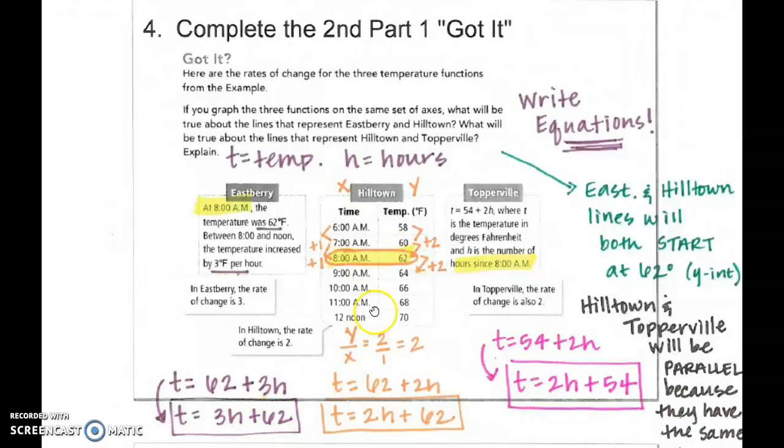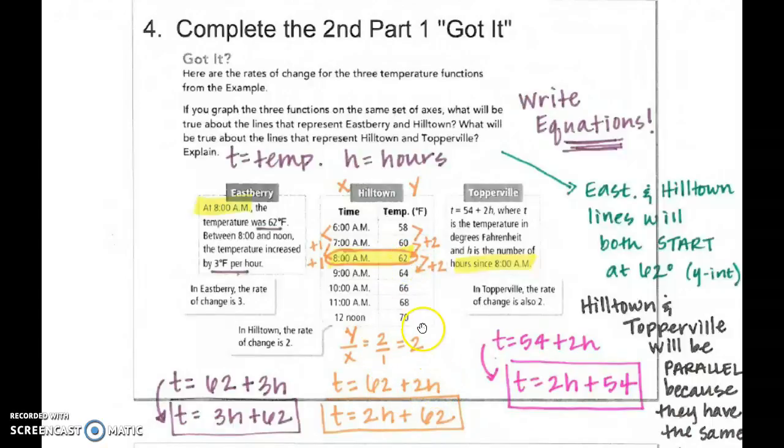it's positive because it's increasing, plus the 62 where it already started. That's for Eastbury. Hilltown shows us a chart. That's okay. We can work with functions from charts and tables and graphs. It's all good. And from the equation, this is the starting piece right here, that 8 o'clock start time. So temperature equals 62 degrees at 8 o'clock start time plus 2 degrees per hour.